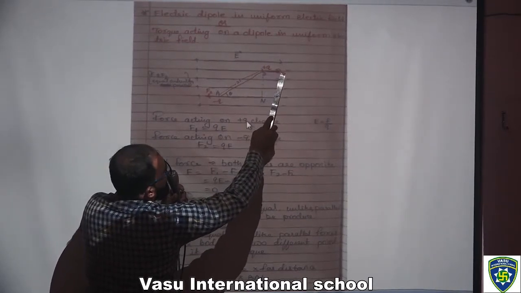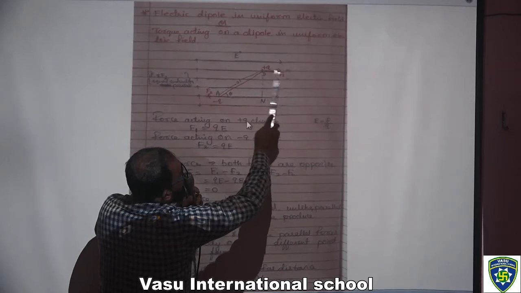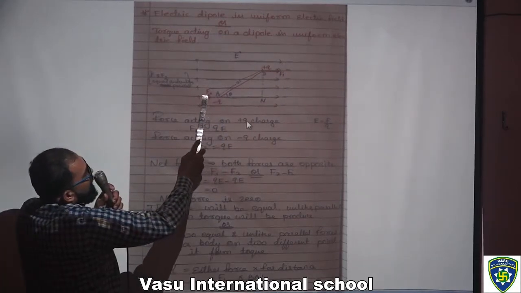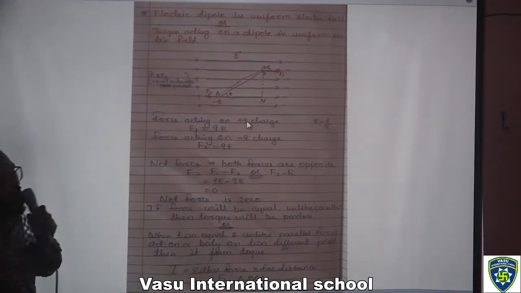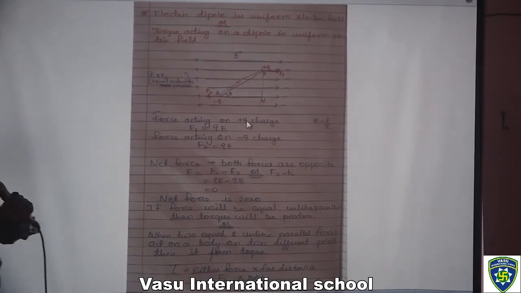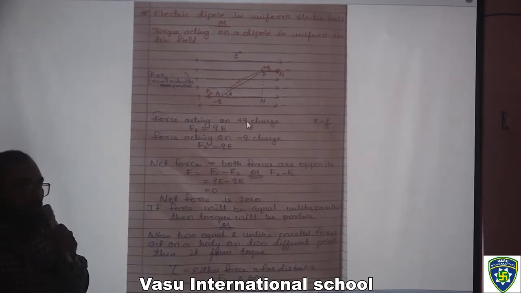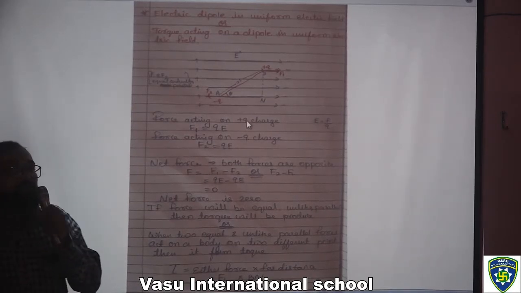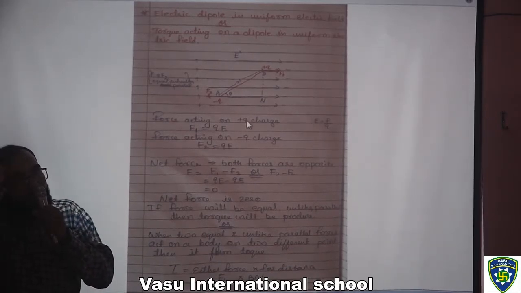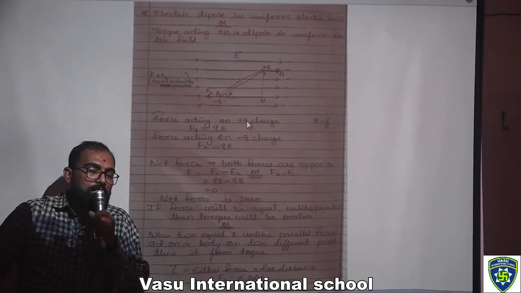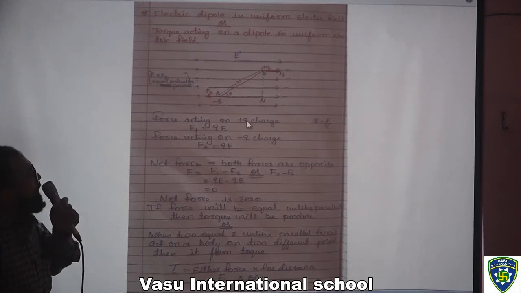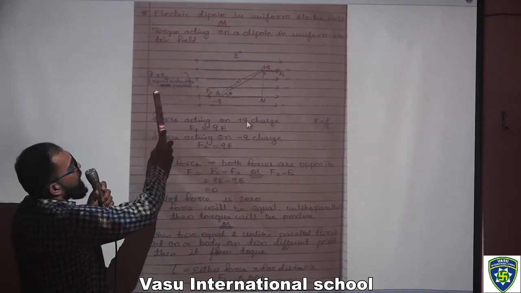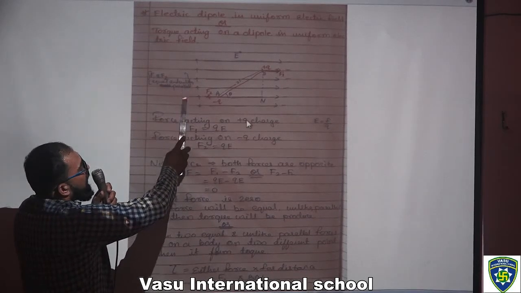So the force due to the field on plus q will go in this direction, and the force on minus q will go in this direction. So here F1 and F2 are equal, unlike and parallel. If I say unlike, you have to use the word parallel. If you are not using the word unlike, then it will be anti-parallel. So here we are taking F1 and F2 equal and unlike, and parallel.